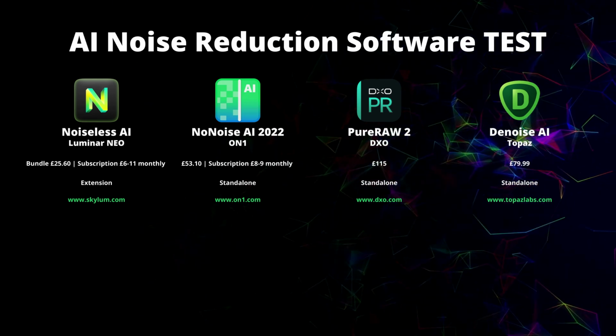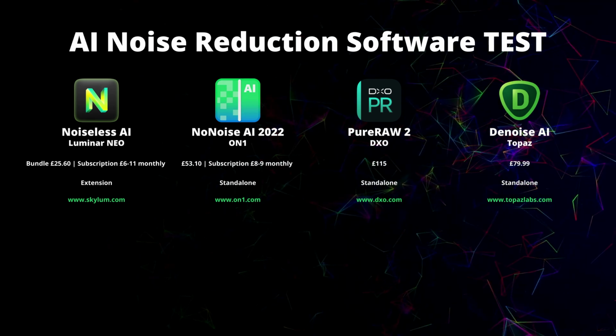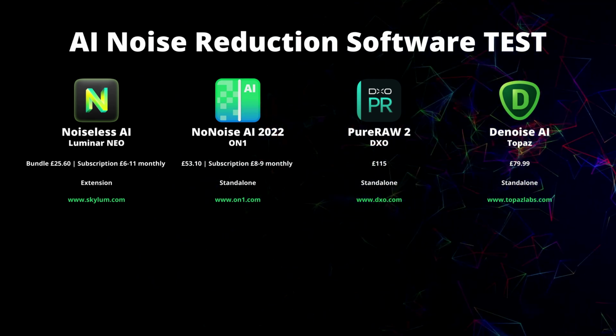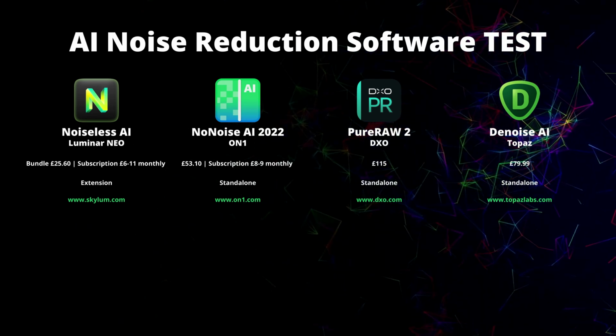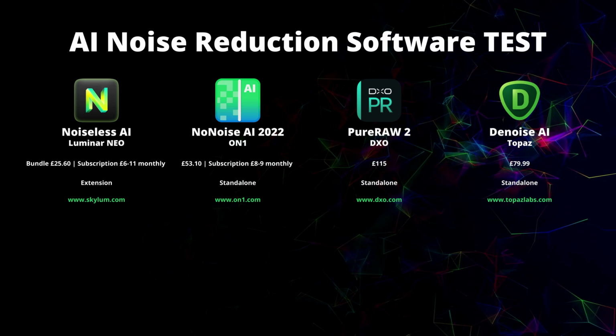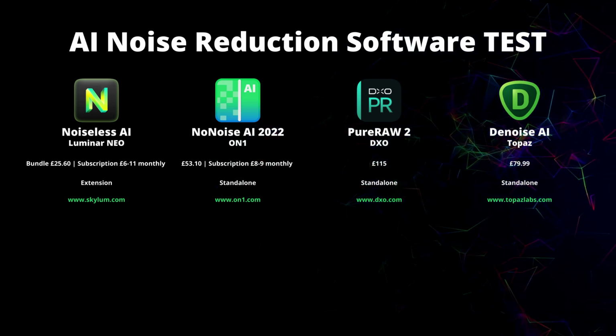Finally, the legend in the denoise field, DeNoise AI by Topaz. For the price of $79.99, you can get the standalone application, and you can find out more about this app on topazlabs.com. So now we know what image we're going to use and what software we're going to test.